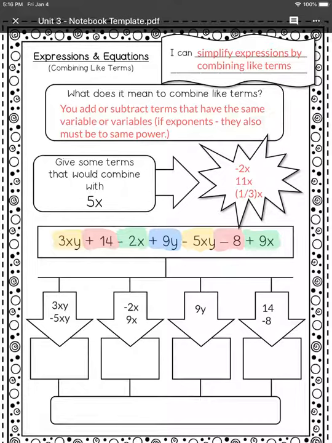So let's look at the xy terms. There were two of them, so I'm going to combine these together. When I take 3xy minus 5xy, I notice that I get negative 2xy. Next, I'm going to combine the negative 2x and the positive 9x. I notice that when I combine the negative 2x and the positive 9x, I get positive 7x.